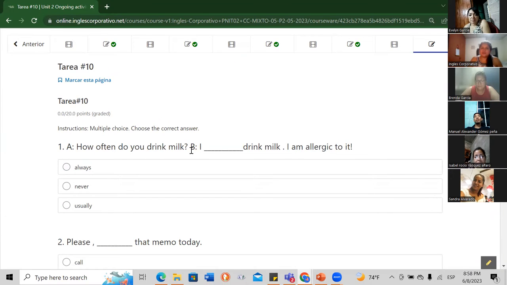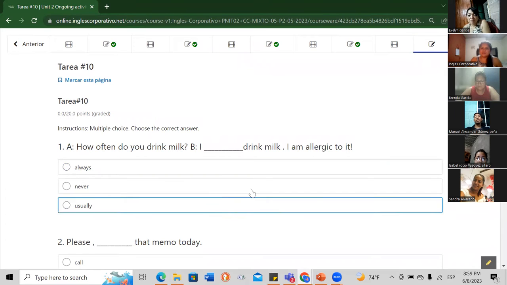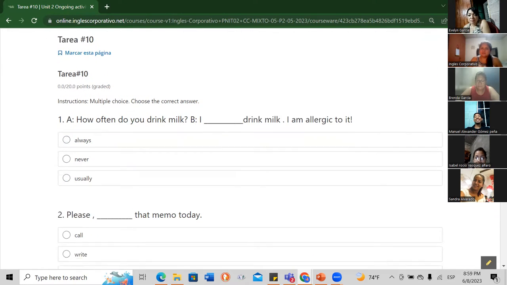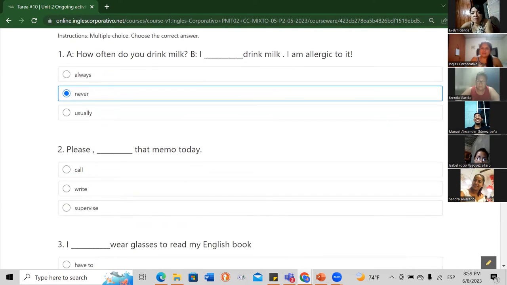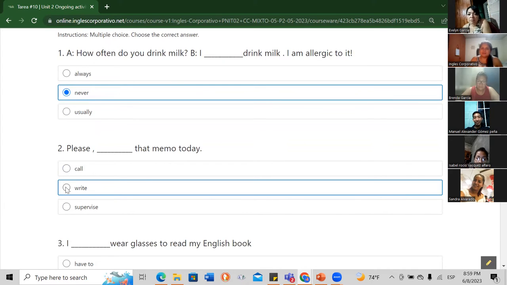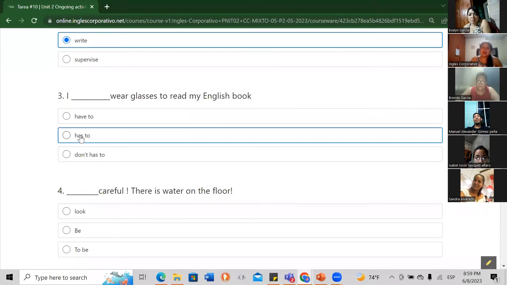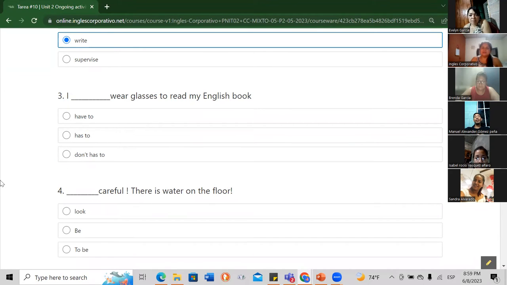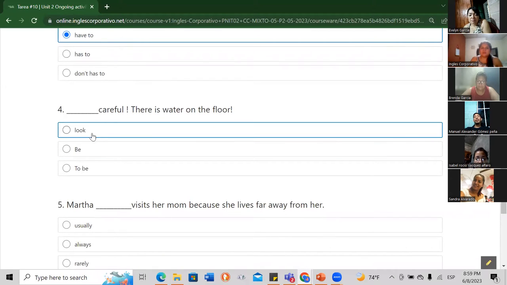Okay, how often do you drink milk? I always, I never, or I usually? I'm allergic to it. Never, right? Please call that memo today, or please write that memo, or supervise that memo. What will be that? Right. I have to wear my glasses to read my English book, or I have to, or I don't have to. I have to. Okay.